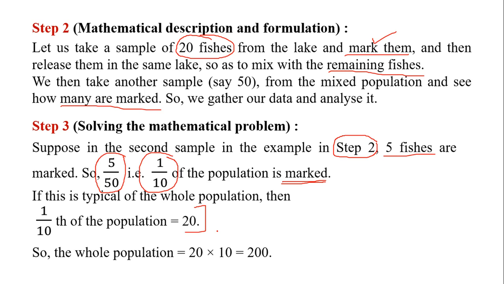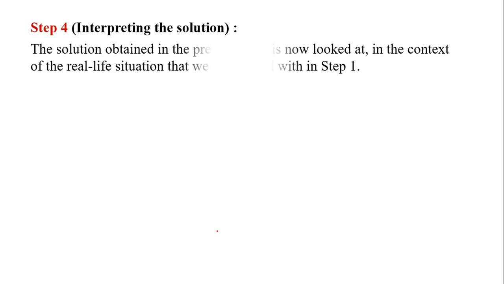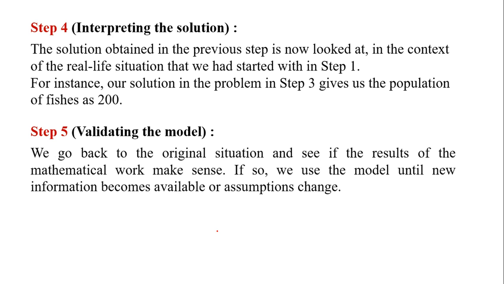Now step number 4, interpreting the solution. The solution obtained in the previous step is now looked at in the context of the real life situation that we had started with in step number 1. For instance, our solution in step number 3 gives us the population of fishes as 200. After that, step number 5 is validating the model. We go back to the original situation and see if the results of the mathematical work make sense. If so, we use the model until new information becomes available or assumptions change.